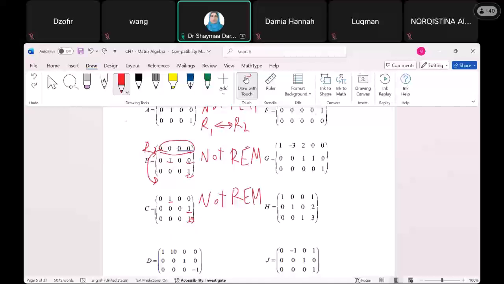How to make it row echelon form? You need to subtract R1 minus R2 to convert this one to 0. Sorry, R2 minus R3. R2 minus R3. Then this one will become 0. This one will become 0. Because the leading one should come to the right of the previous one, not under the previous one. Should come to the right.